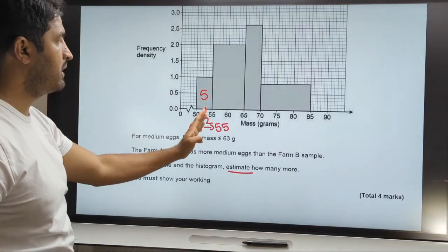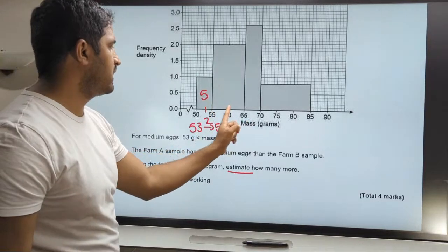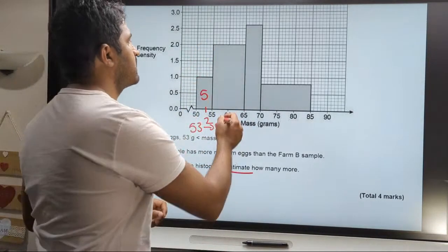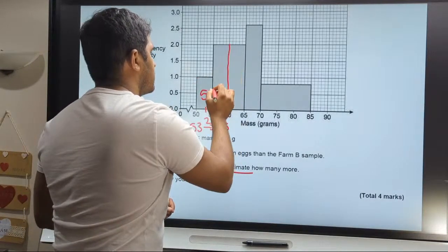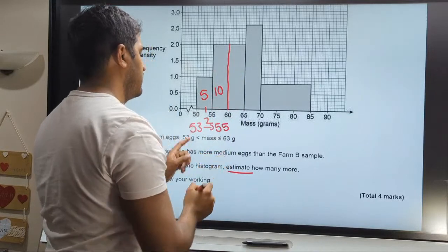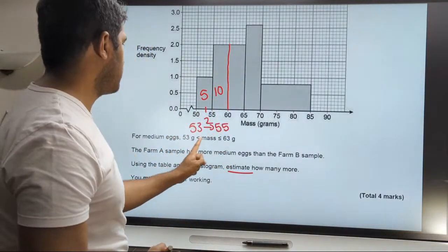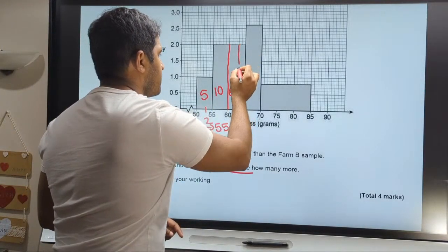So there are many median eggs. So 2 from 53, and then we need to look at this one here. 55 to 65 goes all the way up to 2. 10 times 2 is 20. So from 55 to 60, that's going to be 10 there. And then we need to look at 6. So every one will have 2. So we need to look at it up to 63. So there will be 6 more up to that point there.